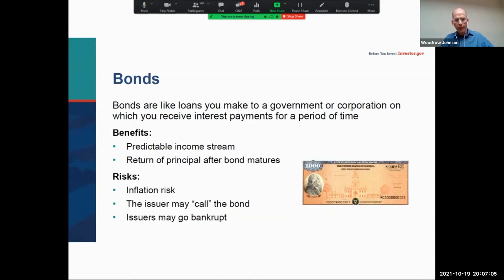What are bonds? Well, in a nutshell, if you buy a bond, you are lending the money to the issuer. Now, bonds can be issued both by companies and also by governments. Let me here focus just on the corporate context, on companies.